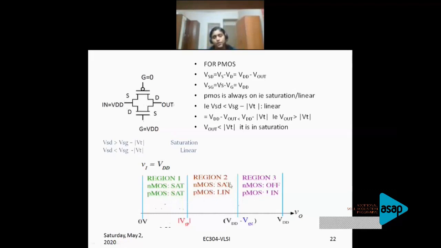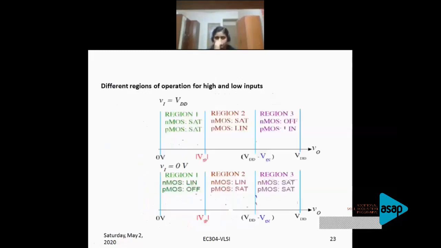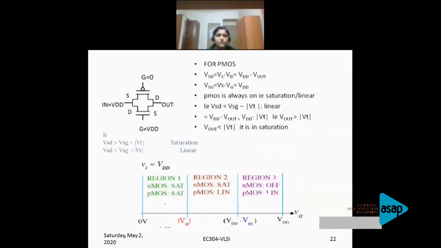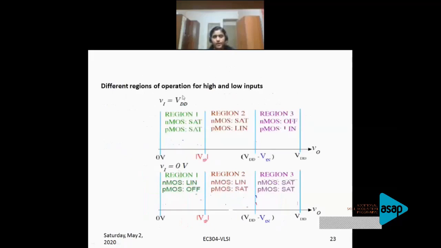Your NMOS and PMOS actually go through these three regions of working. So with that in mind, the analysis we have done is for input as VDD. This is the analysis that we have done just now. Same way, using all those equations, you can analyze for the input to be 0 volt. Okay. So in that case, you will get your regions of operation like this.